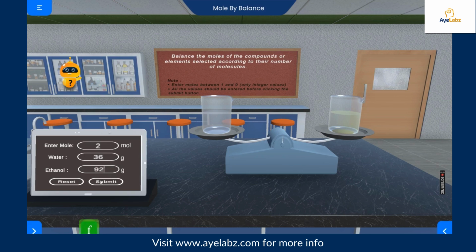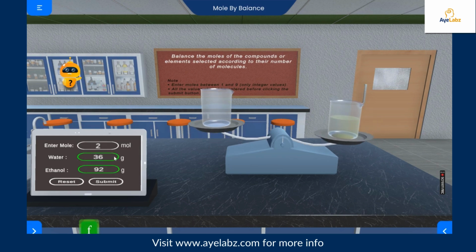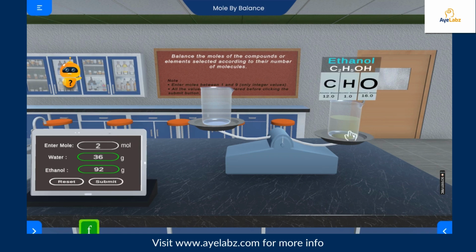Let me put 92. By clicking on the submit button, it will show a green glow if that is right, and a red glow if that is wrong. You can see on the balance that ethanol is the most weighed among these two, that's why it went down.